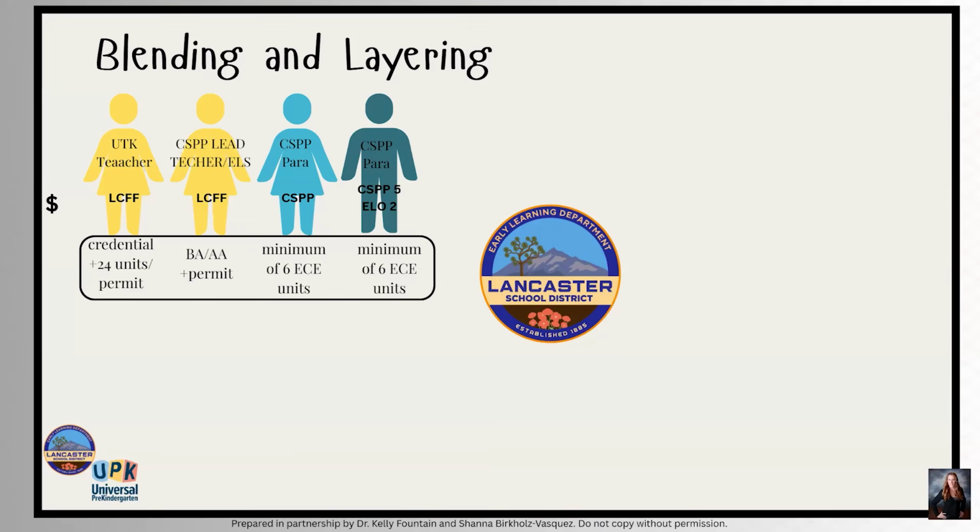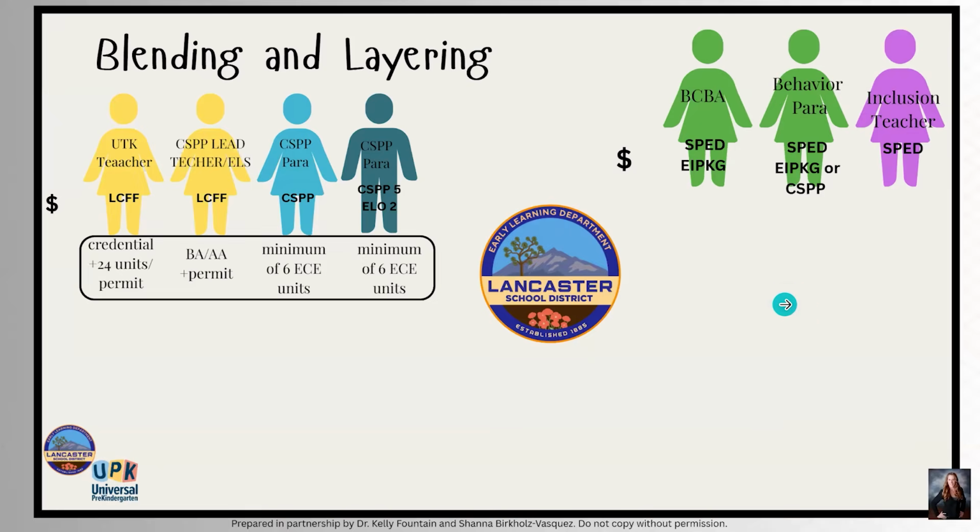None of the people in our system, we use the district discretion. They all have either the lead teacher permit or 24 units of early childhood development. The second person has a BA or an AA plus the child development permit. And we'll talk about how we get them up to the BA in a second. And then the second 2 adults in the room have 6 units at a minimum of ECE.